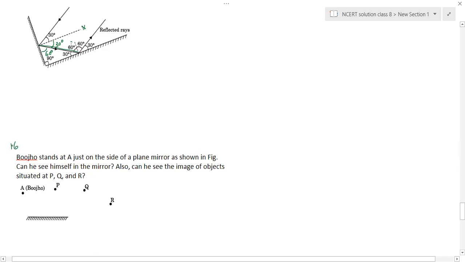Bujo stands at A just on the side of the plane mirror as shown in the figure. Can he see himself in the mirror? Also, can he see the image of objects situated at P, Q, and R? So the answer is no, he cannot see his image. He cannot see his own image. He can see only the image of P, but not of Q and R. So let's write that.